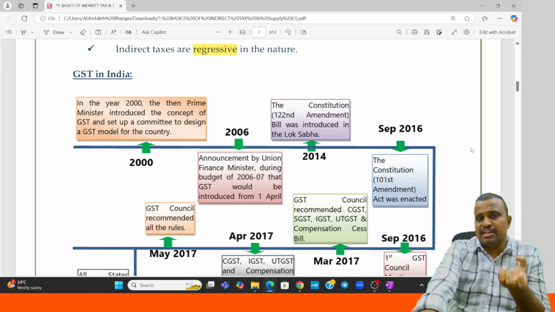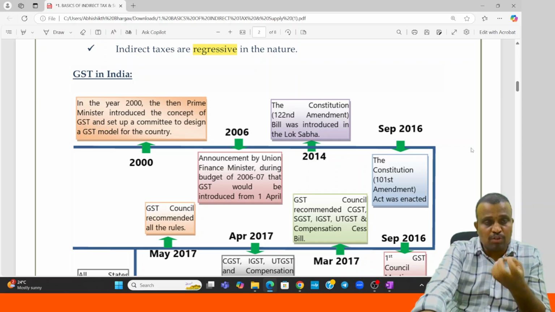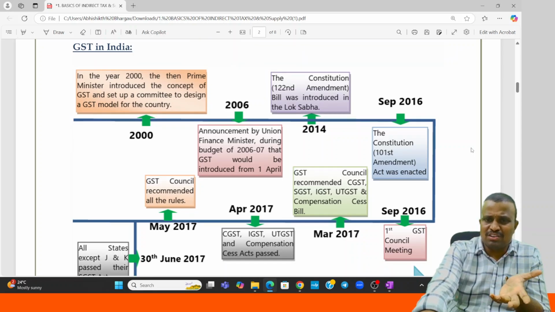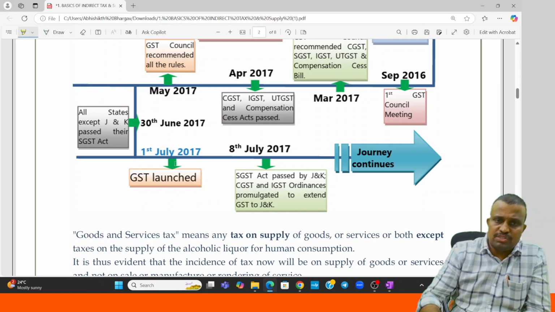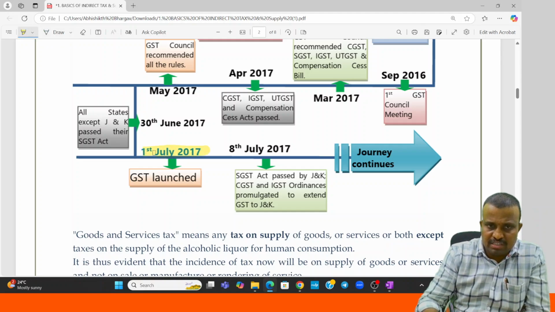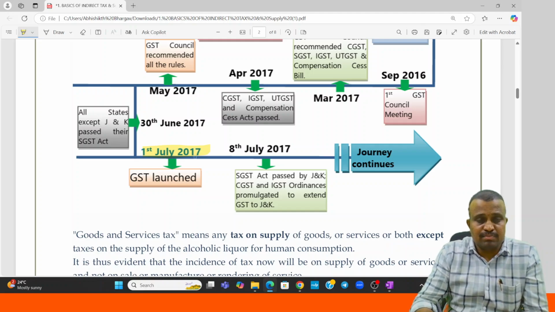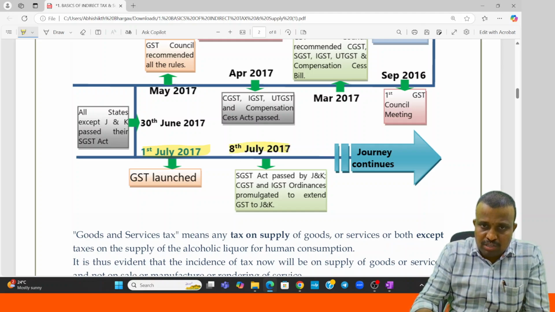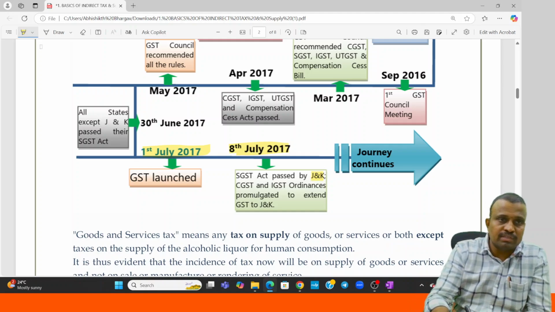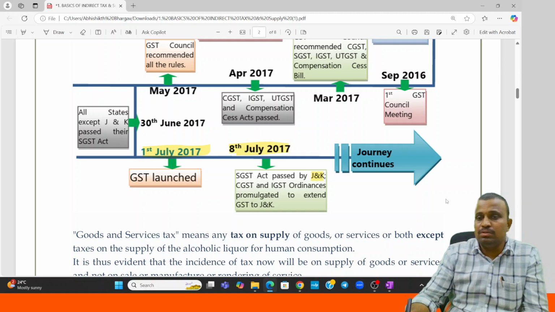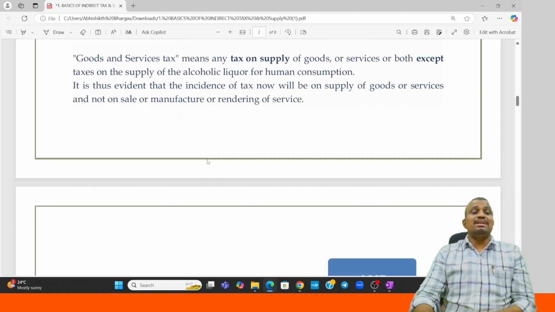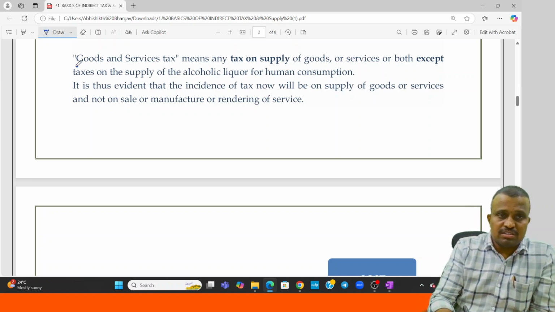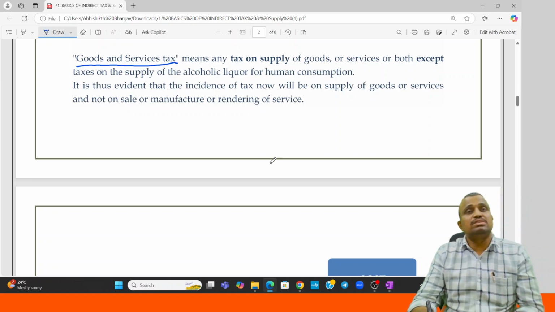In indirect tax, our first concept is GST, and these dates are not required for exam purposes. But remember one thing: GST was introduced on 1st July 2017 to the whole of India except Jammu and Kashmir, and from 8th July onwards it was also applied to Jammu and Kashmir. Now GST applies to the whole of India including Jammu and Kashmir. So, what is meant by GST? GST stands for Goods and Service Tax.